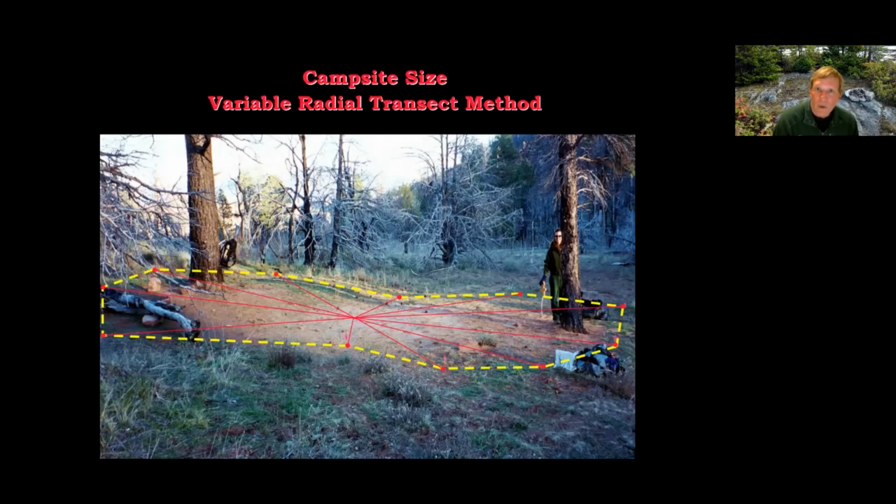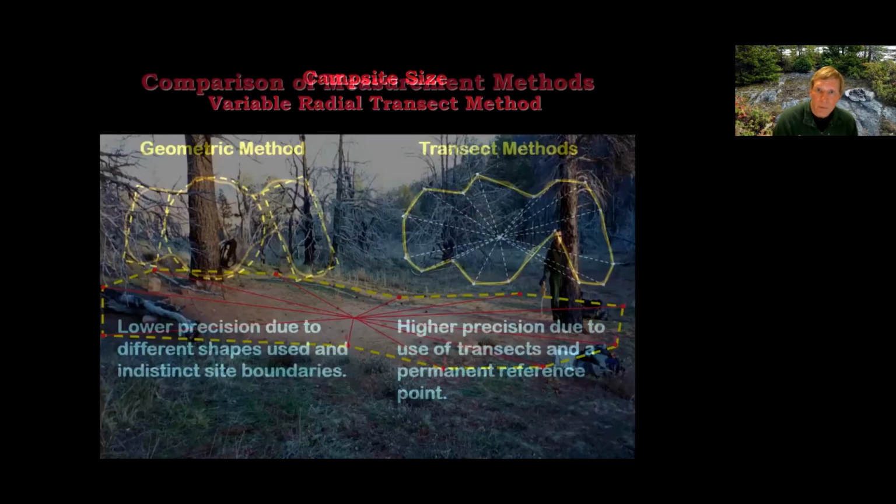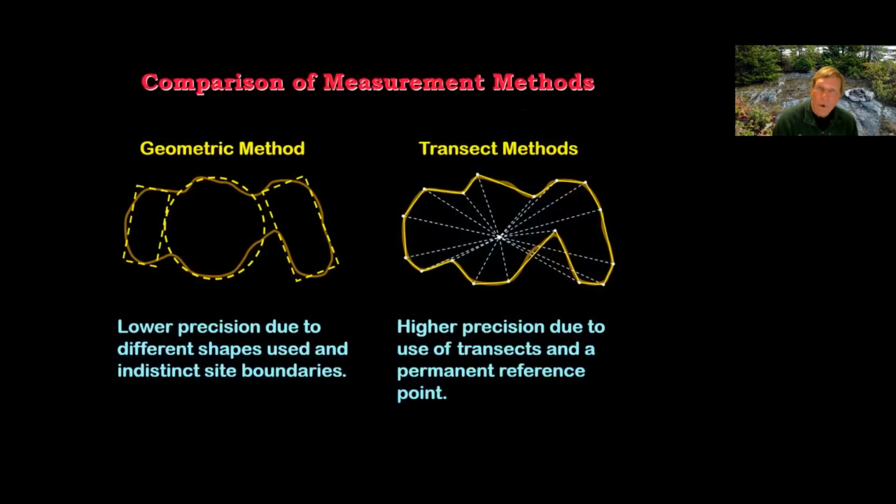We often use different techniques for measuring these campsites once we've identified their boundaries through judgment. And one common technique is the variable radial transect method, which you see here. It's a fairly accurate and precise method. Somewhat less accurate and precise, but much more efficient, is the geometric figure method, where you superimpose a geometric figure on the shape of the campsite, or more than one geometric figure.